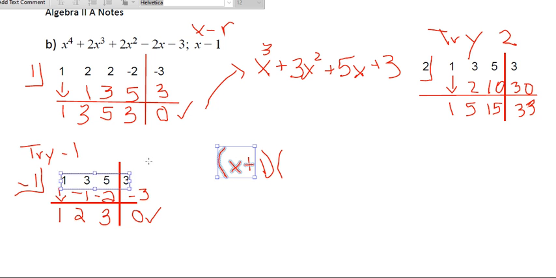Okay, and then what is left? So I had x cubed and I divided it by one variable x. So this is now x squared and x and my constant. So this is x squared plus 2x plus 3. So we had a factor of x plus 1, a factor of x minus 1, a factor of x plus 1, and my result here is x squared plus 2x plus 3.